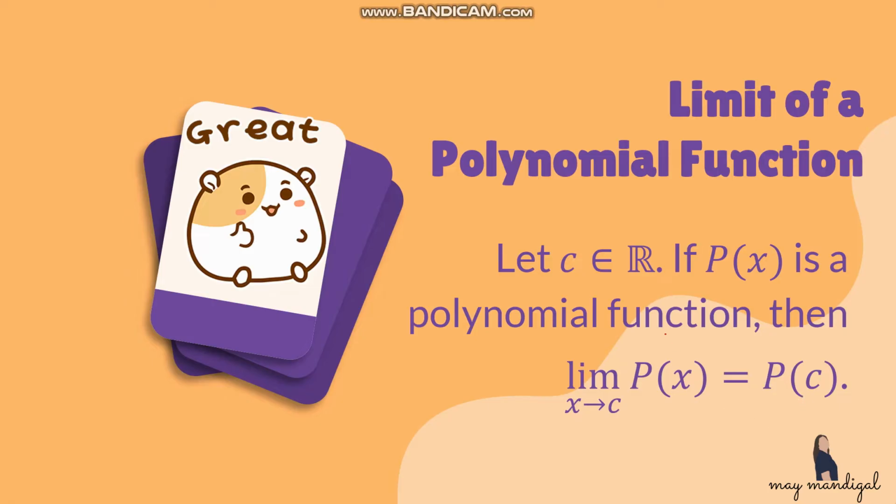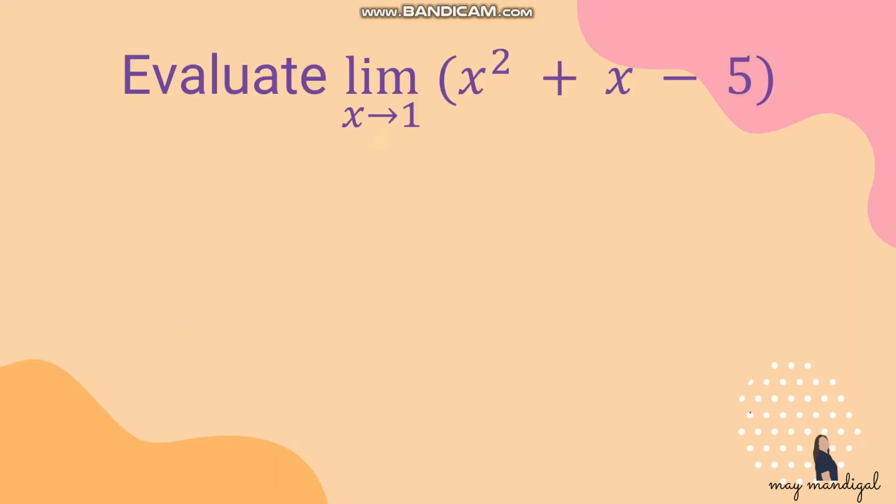But of course, there are cases wherein we can apply direct substitution, meaning these two values will be the same. One of those cases is a polynomial function. As long as p of x, the given function, is a polynomial, then we can say that p of c is the same as the limit. So we can just do direct substitution. Let's have an example.